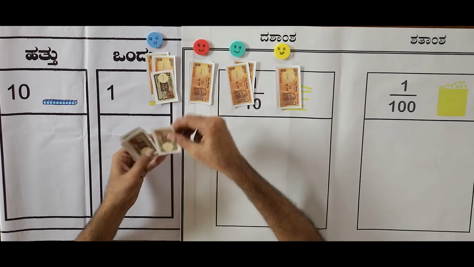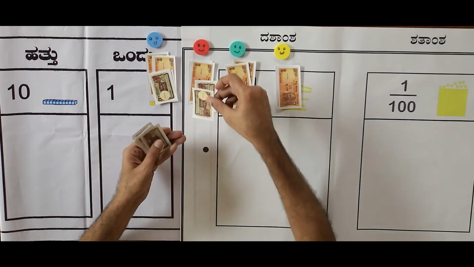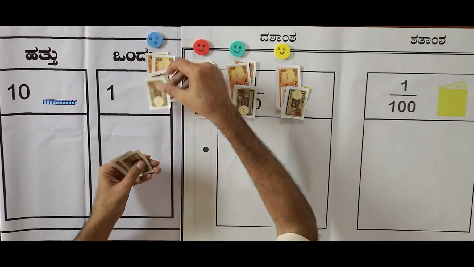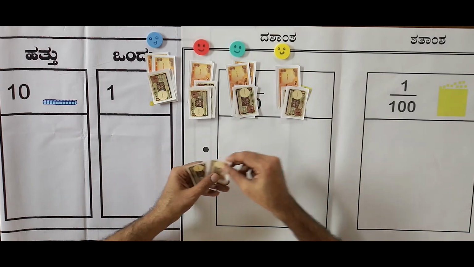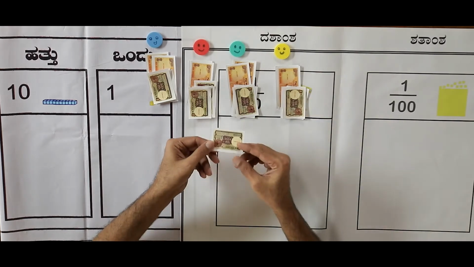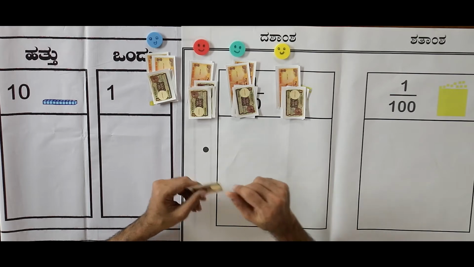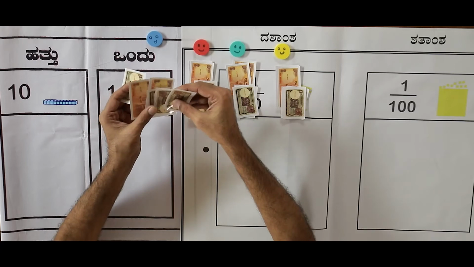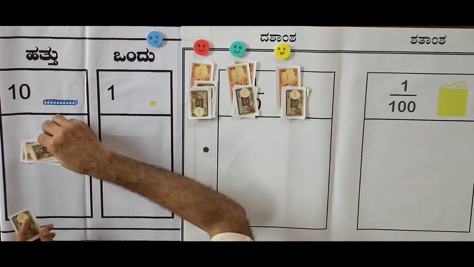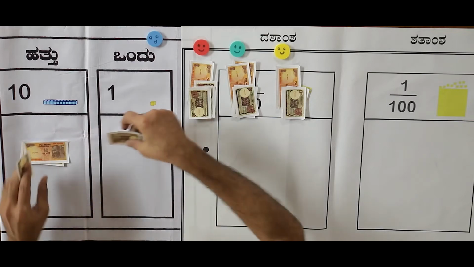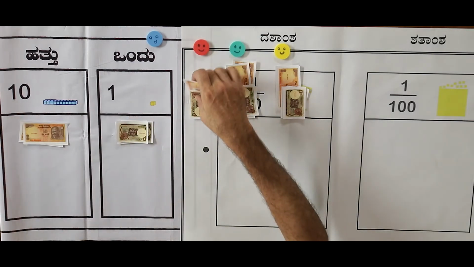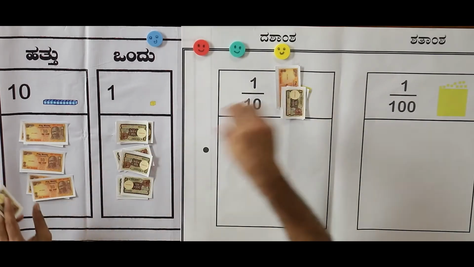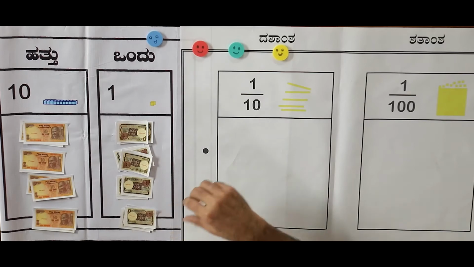Let me distribute it equally. I will give 2 each. 2 each are done. Now I will give them the third. I am left with 1 rupee. How much did everyone get? They have 23 each. I will show it like this. Let us show it here. 23 and 23. This is what everyone got.